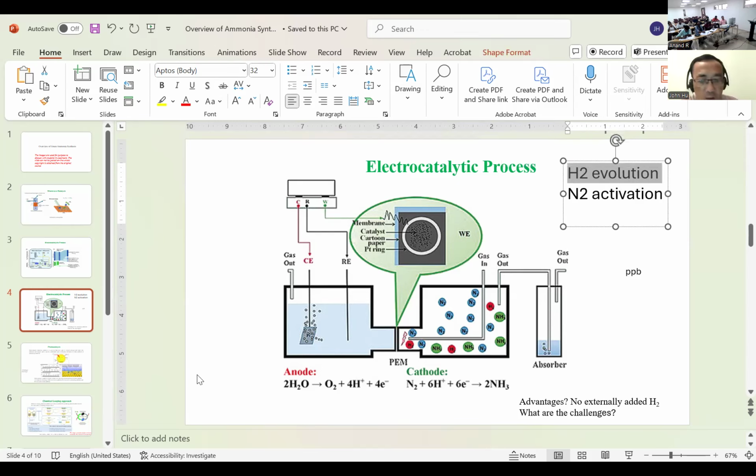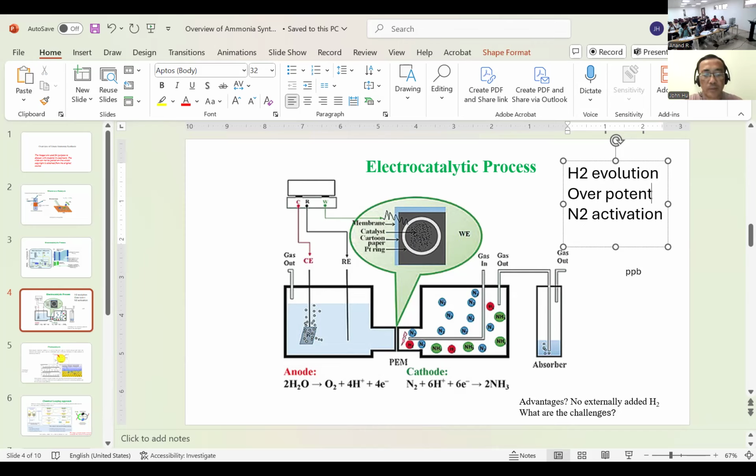For the same student, can you answer my question? How do you control the hydrogen evolution? My question is, what if I do not want hydrogen to evolve? I want hydrogen to be inside the electrochemical cell. How do you overcome hydrogen evolution? Can you answer my question, or do you know the answer? If you don't, I can tell you. Can you give that student the microphone? How do you control hydrogen evolution? Hydrogen evolution is bad. How do you control that?